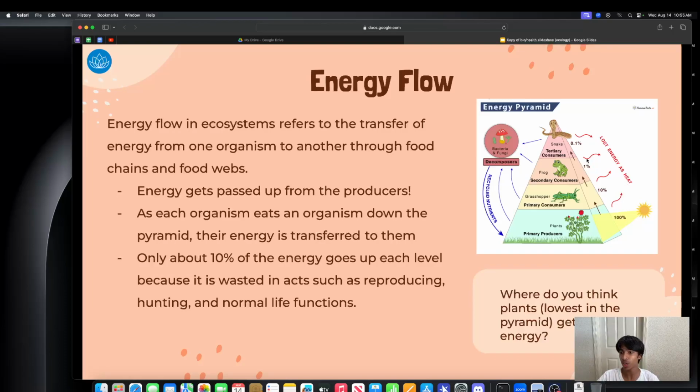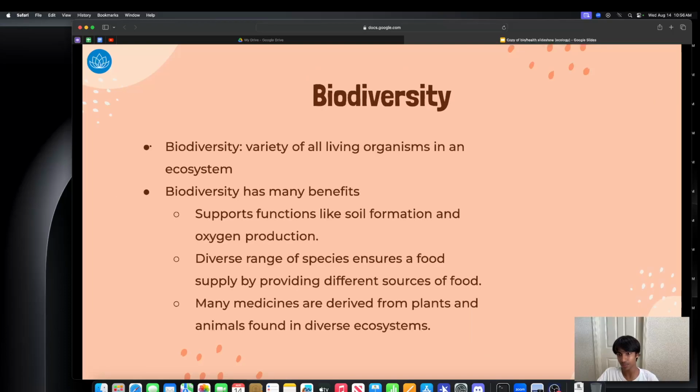But then see, this 1% goes to 0.1% because the snake only gets 10%, or 1/10, of what the frog had to offer, because the frog used it in bodily functions, and once the snake hunts that frog, it'll get only 10%, right? And then where do you think the plants lowest in the pyramid get their energy from? Yes, it's from the sun. The sun is the source of all energy.